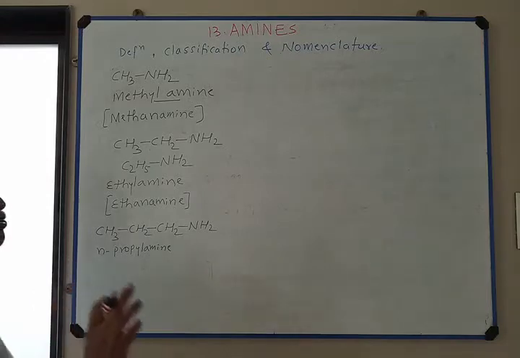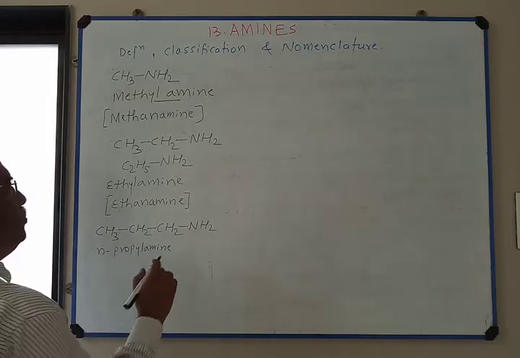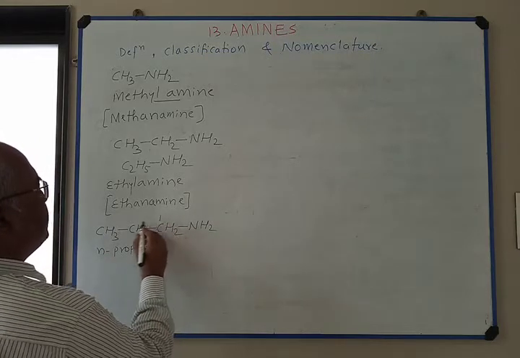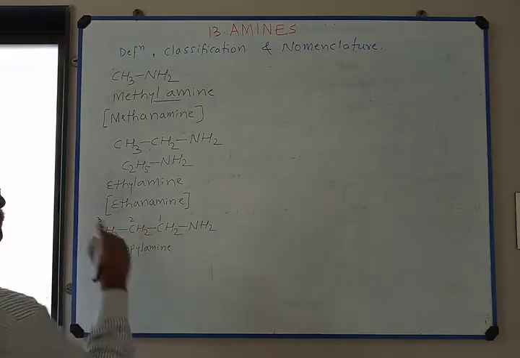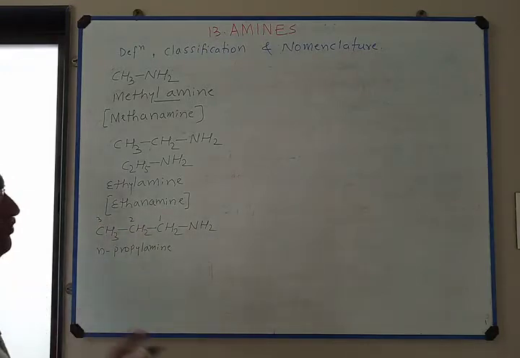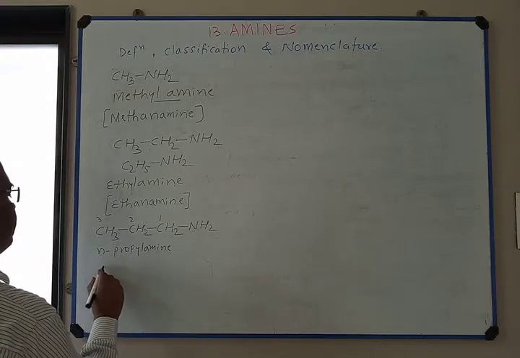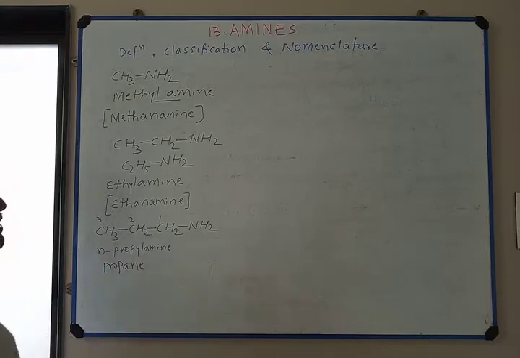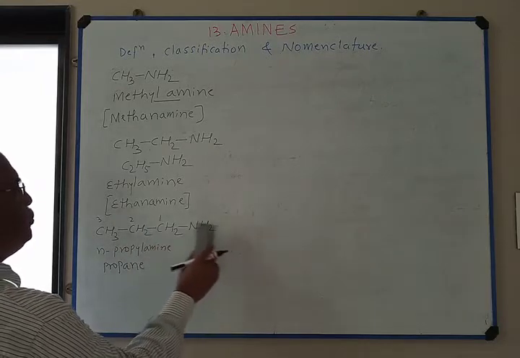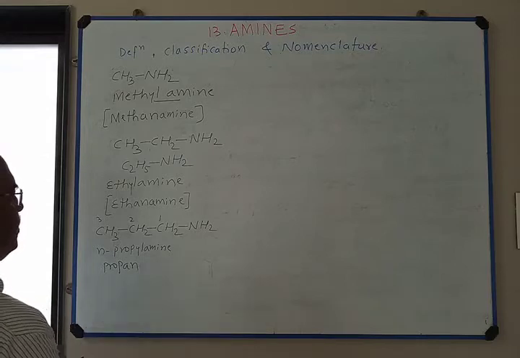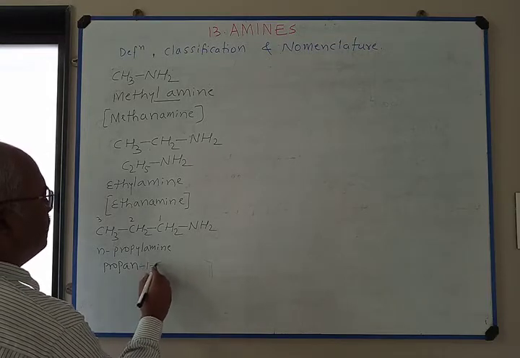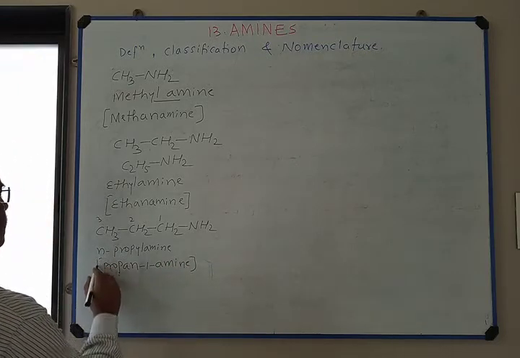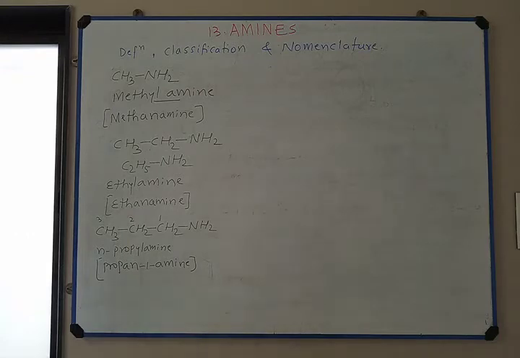Look here how to write IUPAC name. Longest carbon chain containing NH2 group is number 1, 2, 3. In longest carbon chain there are 3 carbon atoms. Therefore, it is a derivative of propane. At one position amino group is present. Therefore, write propan-1-amine. This is IUPAC name of this compound.